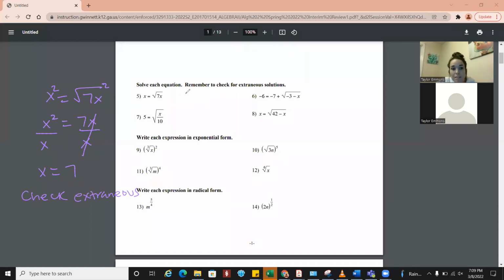So this is going to be 7 equals the square root of 7 times 7. Well, when I do 7 times 7, that's going to give me 49. And I'm going to take the square root of that. And so that's going to be 7 equals 7. Okay, so x equals 7 definitely works.